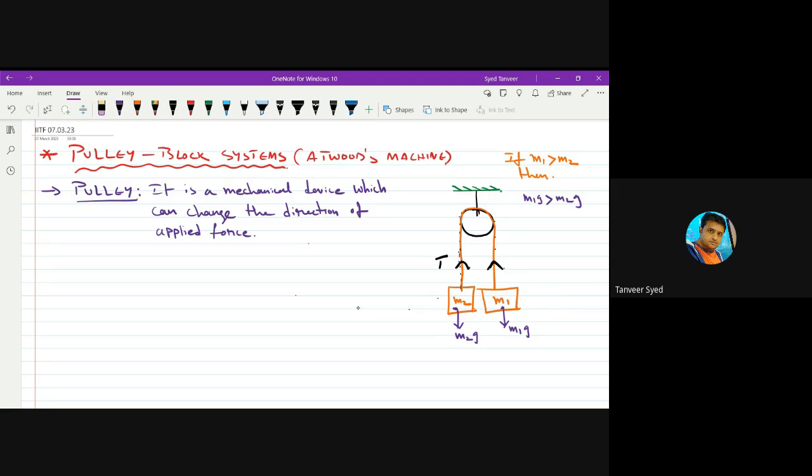And how much will that acceleration be? And what will be the tension in the string? This is what we should find out. Okay. So first, the acceleration of the system.